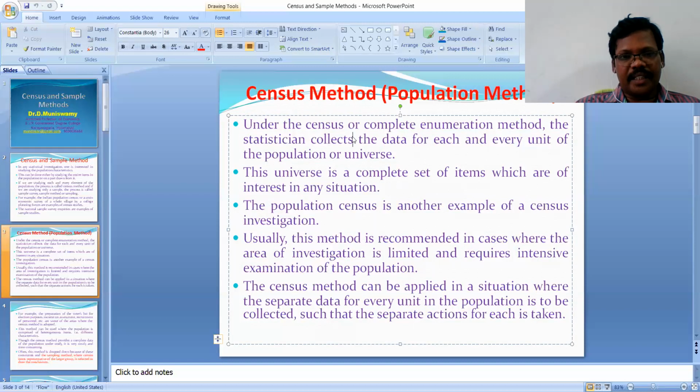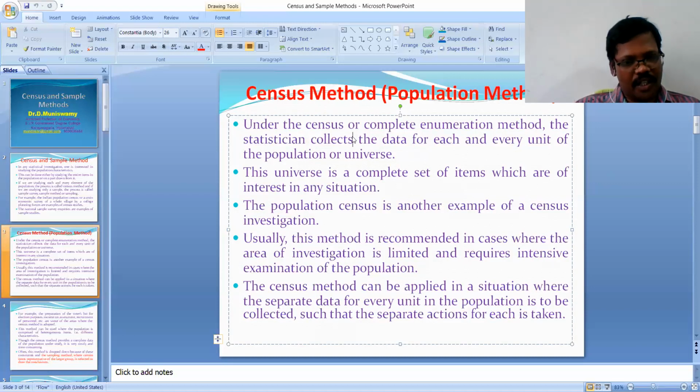The population census is another example of a census investigation. As I already told you, the population census is one example. And in 2014-15, the Telangana government mobilized data in the name of the Kutumba survey. That was also an example of a population census, because at that time the government took information from all the households in the Telangana state.